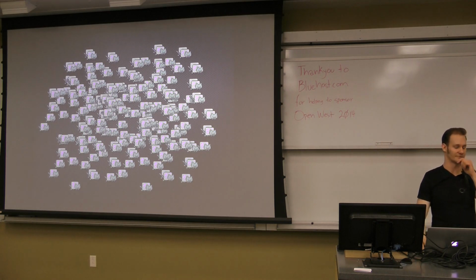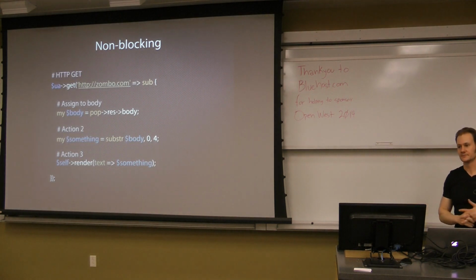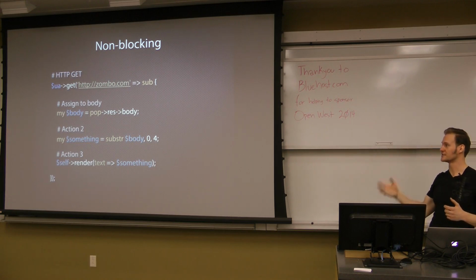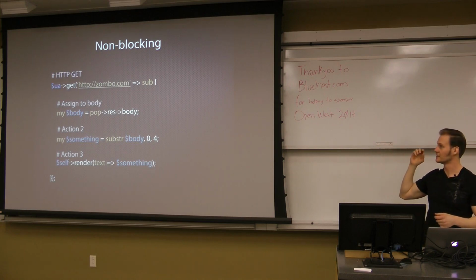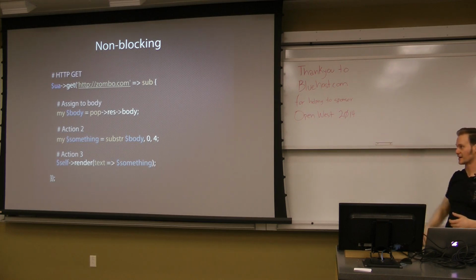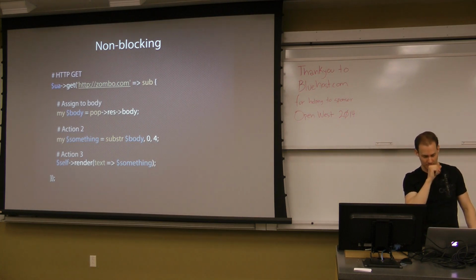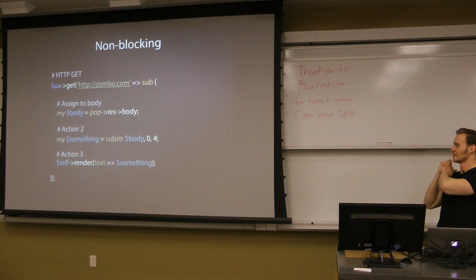So let's look at the non-blocking version. It's pretty much the same thing, and it's very simple. There's nothing complicated going on here. We have an HTTP GET, and when it's completed, the event loop will fire the callback, which gets the body, does something with that body, and maybe renders that text. Great. We've got non-blocking code. You guys are all experts.